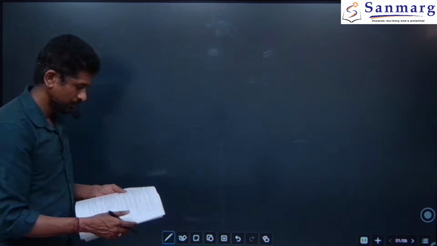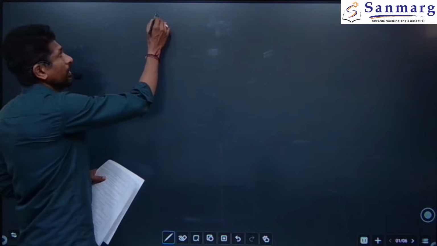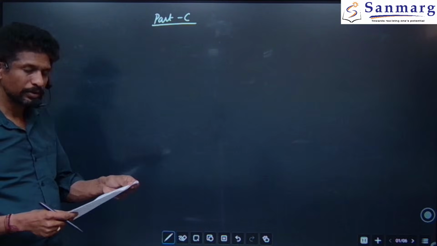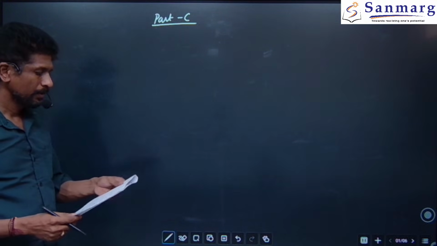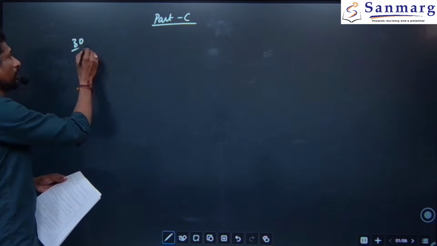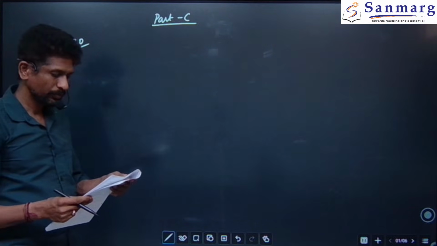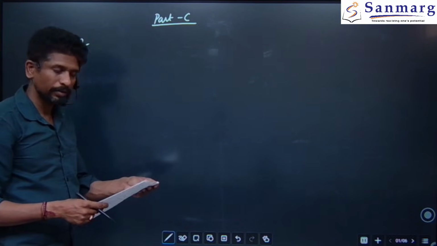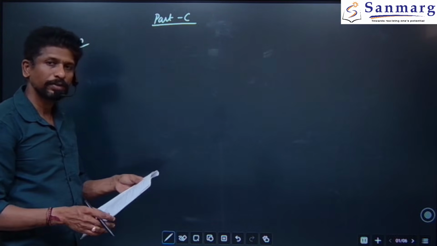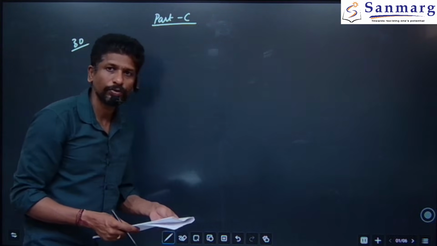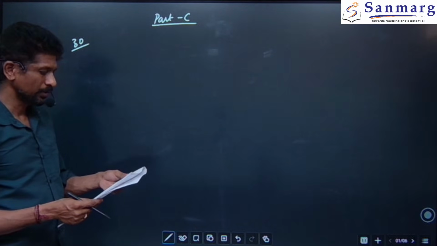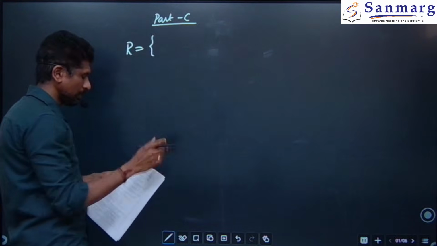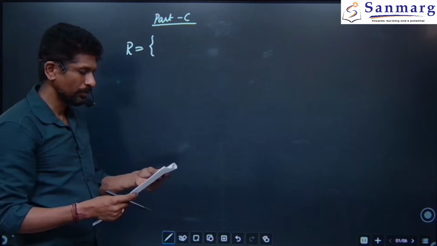3 marks question. Part C again is having 3 marks. Here also you have to answer any 6 out of 9. The 30th question will be in the relation and function concept. In the relation and function concept, for 3 marks they definitely ask whether the function is reflexive, transitive and symmetric. For this compulsory question they will ask about the relation between the variables.